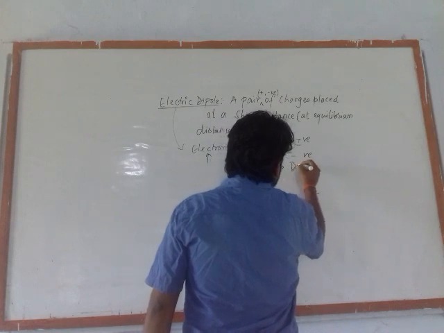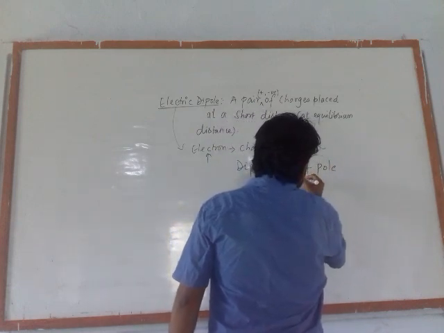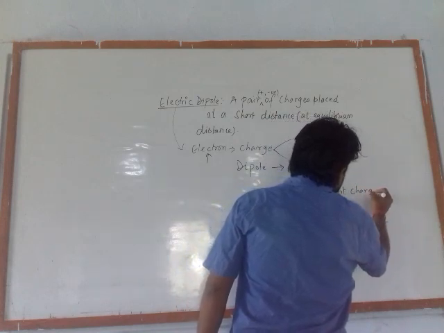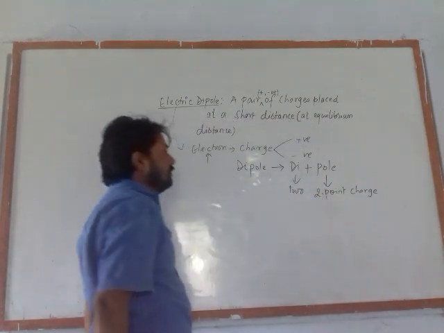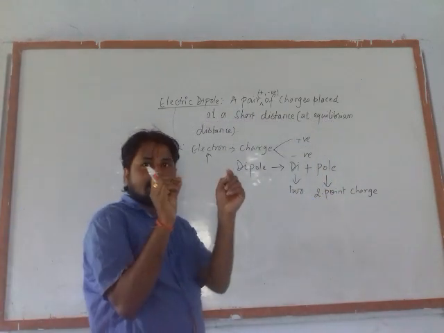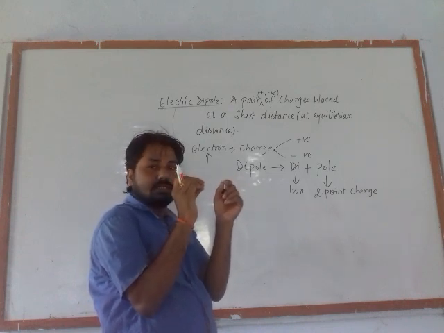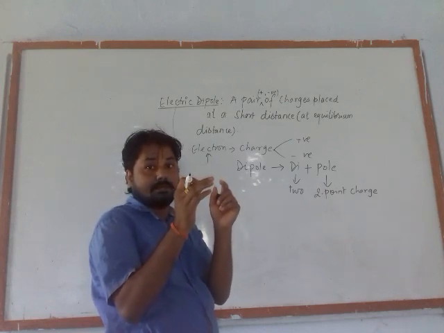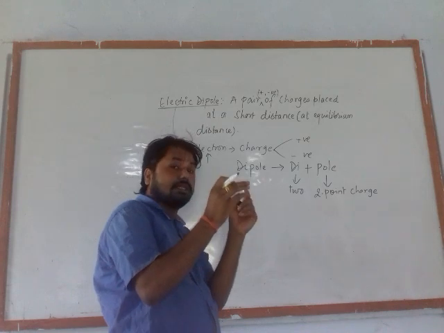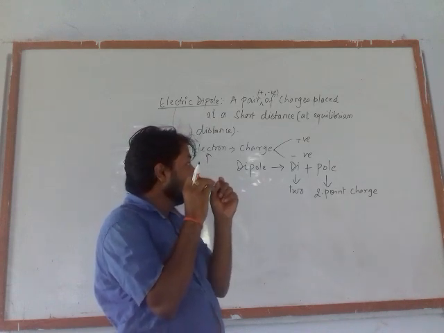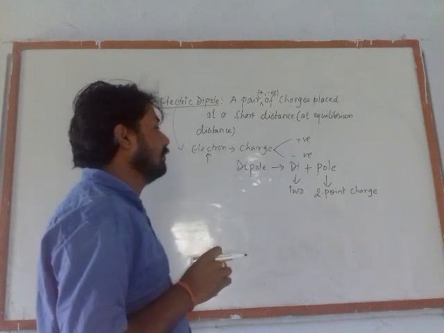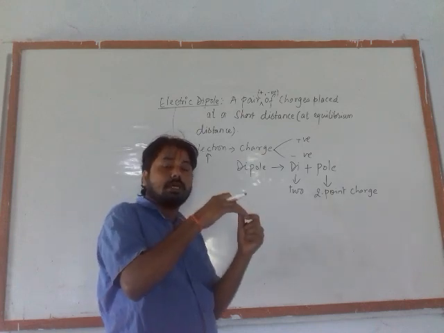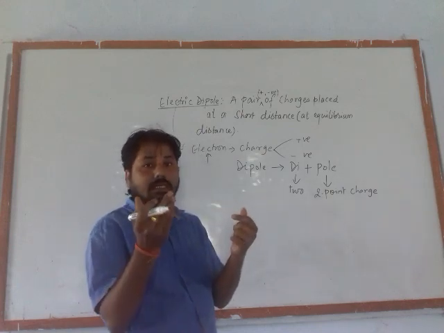Since here is dipole, the meaning of dipole means di plus pole. Di means two and pole means point charge. So if two point charges of magnitude opposite to each other, but their magnitude should be same, if the charge one is positive and one is negative are placed at an equilibrium distance, we can say this is the electric dipole. Suppose positive Q means one should be negative Q.